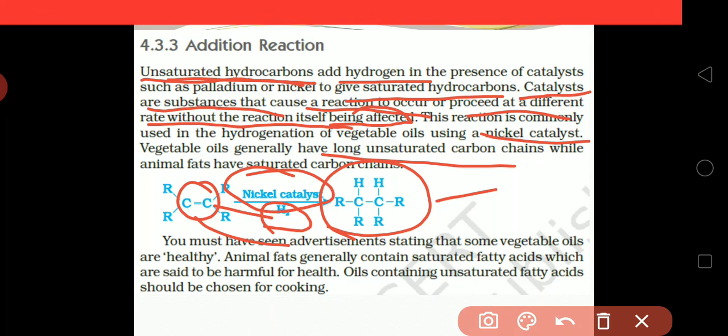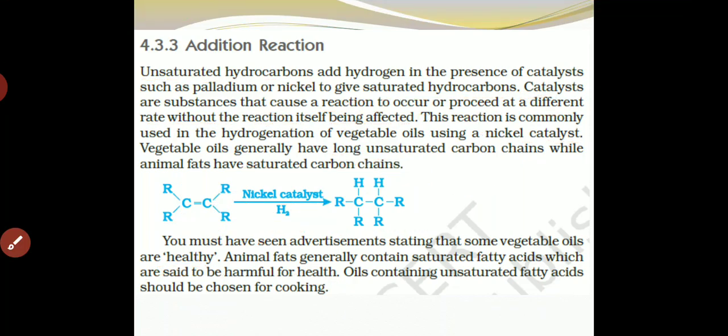You must have seen advertisements stating that some vegetable oils are healthy. Animal fat generally contains saturated fatty acids, which are said to be harmful for health. Oil containing unsaturated fatty acids should be chosen for cooking. Oils with unsaturated fatty acids should be selected for cooking purposes.